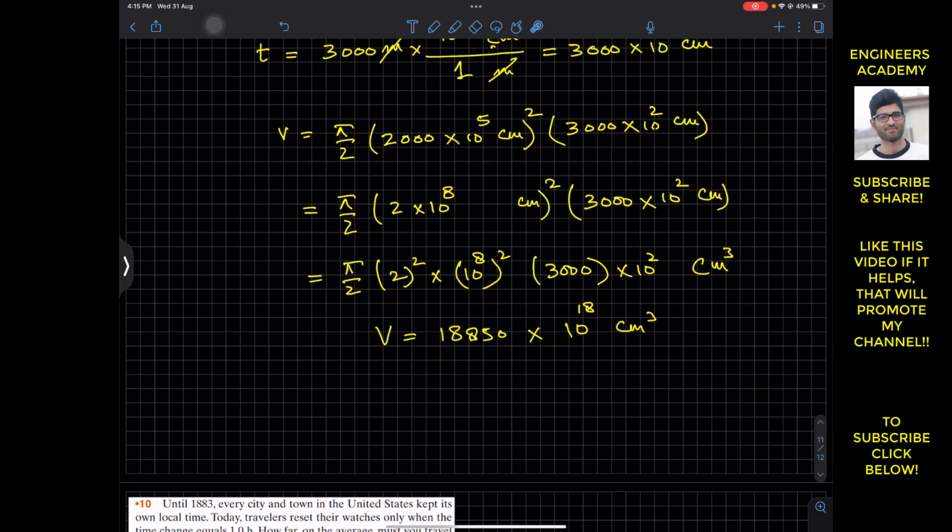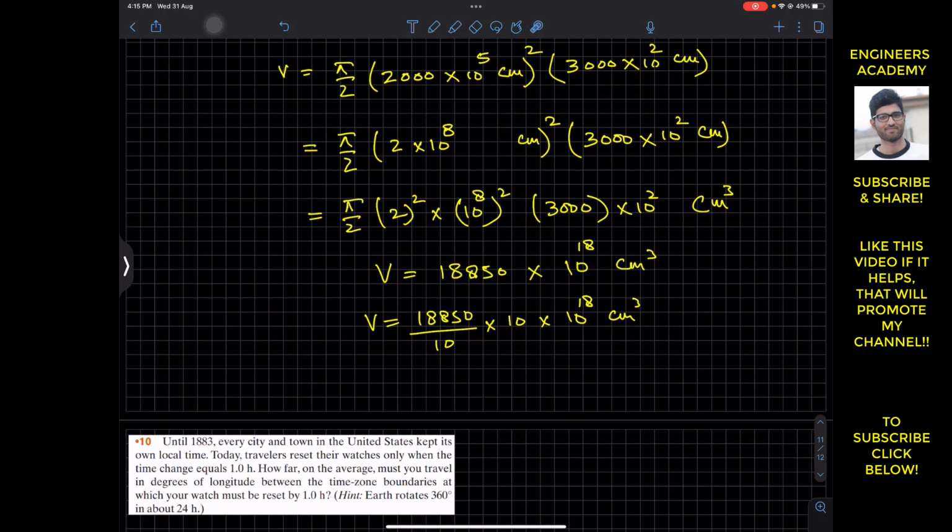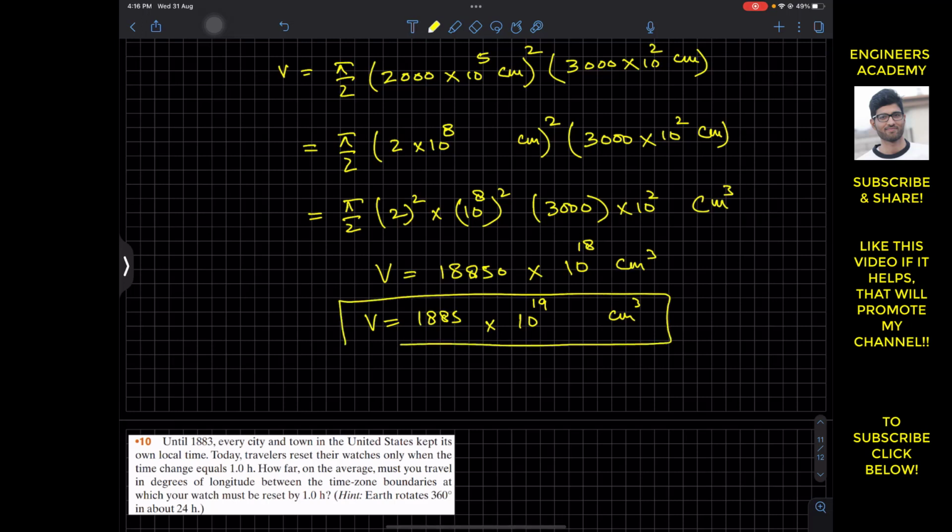So for that, we multiply and divide by 10 into 10 raised to the power 18 cubic centimeters. When I divide by 10, the 0 will cancel out and we are left with 1885, and 10 raised to the power 1 plus 18 gives 10 raised to the power 19. So this is 1885 into 10 raised to the power 19 cubic centimeters. This will be the volume of the ice.